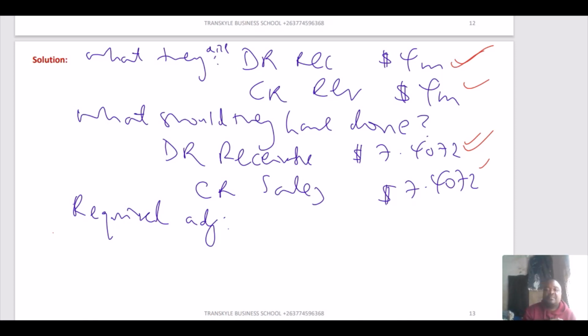Okay, the difference between what they did and what they should have done. So in this case, since the revenue is understated, because remember, revenue was supposed to be 7.2, but it was 4 million, the difference is just 3.4072. So we simply have to debit the receivables again to increase the receivables by the difference, 3.4072, and credit revenue with the same figure.